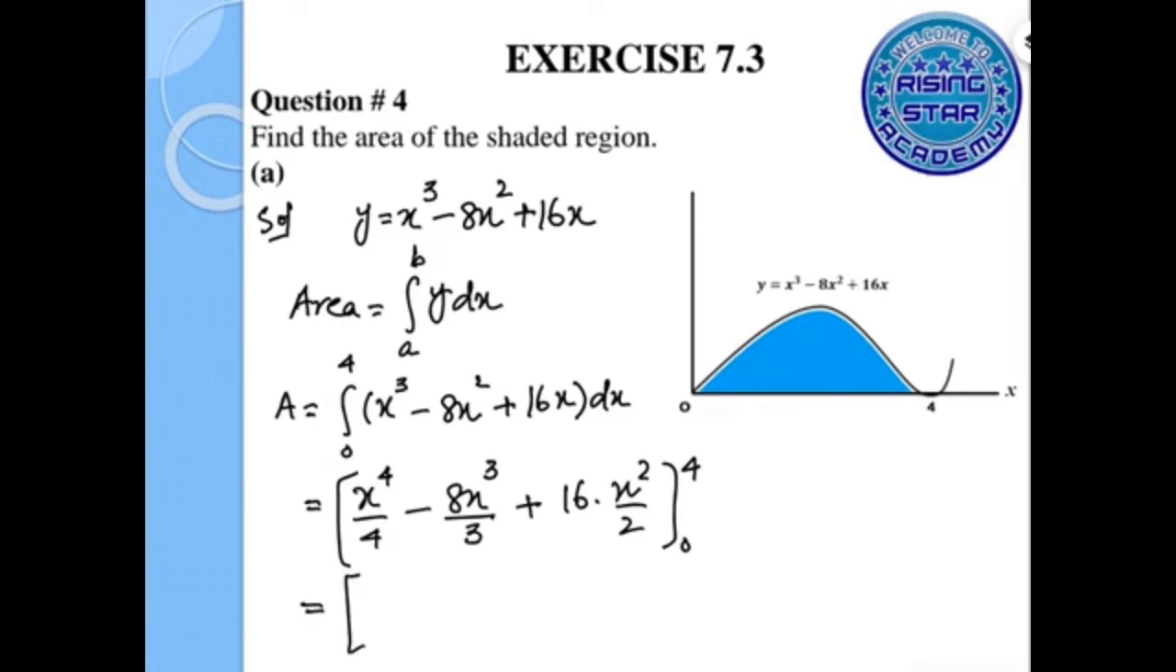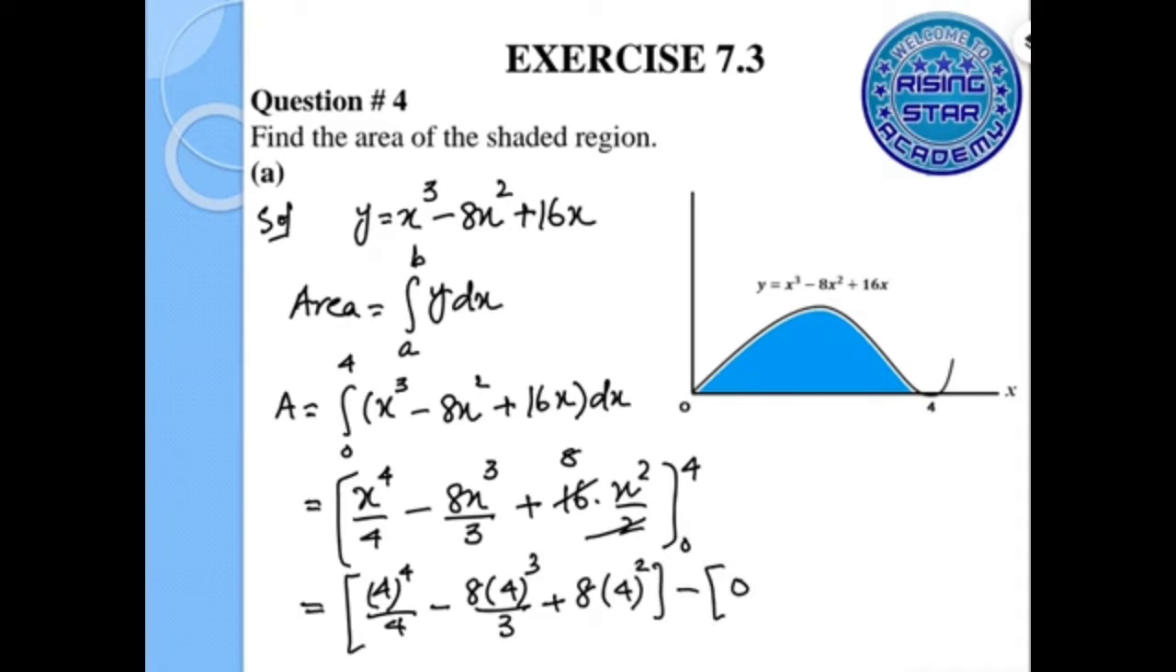so that would become 4 to the power of 4 over 4 minus 8 into 4 to the power of 3 over 3 plus, simplify it, you will get 8 times 4 to the power of 2. When you put the lower limit 0, the whole result would become 0. So there is no need to put the value of 0. You can directly write the 0 value. So now simplification, 4 power 4, and we will use the calculator to work it out.